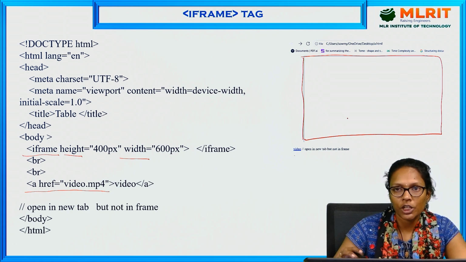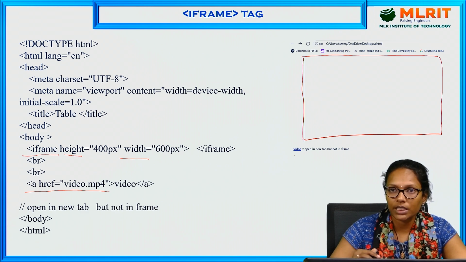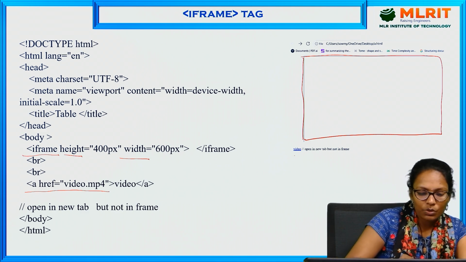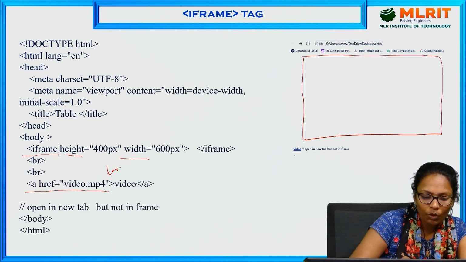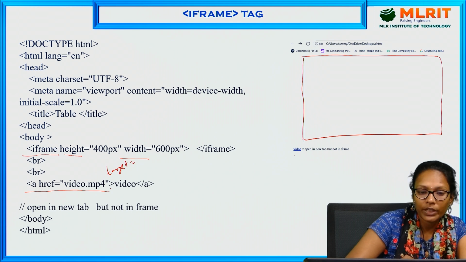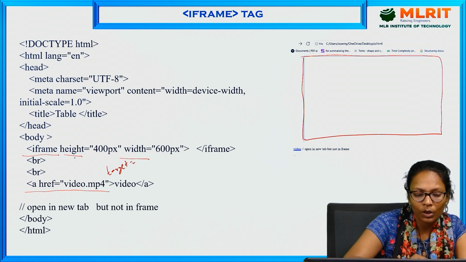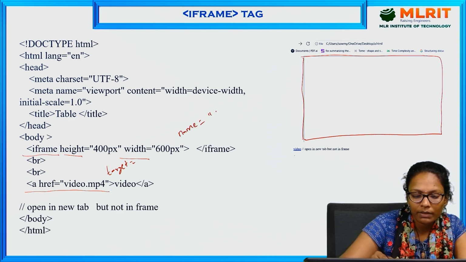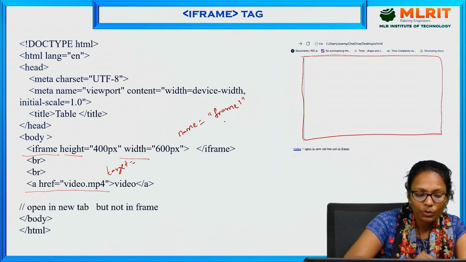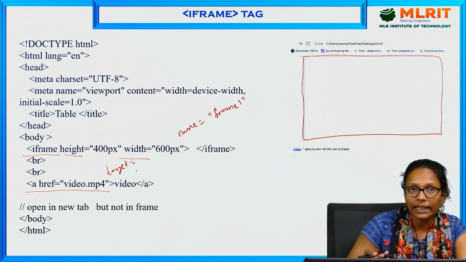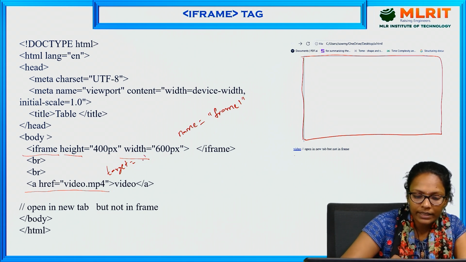But I should mention the target attribute here, as we discussed in the attributes slide. The target should be where I want to display this video, inside this iframe. But for this iframe, I didn't give any name, right? So along with this height and width attribute, I should also give the name. The name of the iframe is something like frame1. Here it is missed in this PPT. So a href is equal to video.mp4, target is equal to where exactly I want to play this video, inside this frame1.